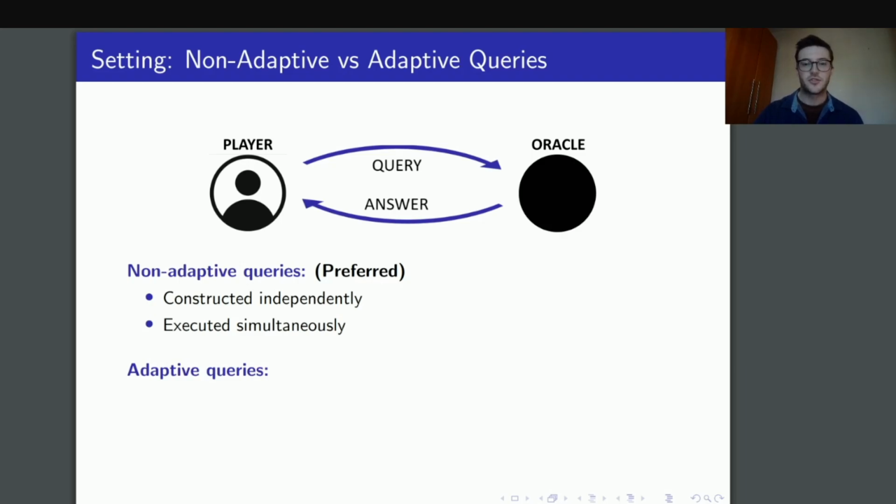Alternatively, the player can construct queries based on previous query answers, and in doing so, we can assign queries to certain rounds, which can all be executed simultaneously, and then queries in the following round are all based off of answers to queries from the previous round.